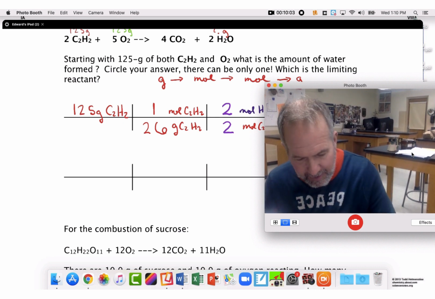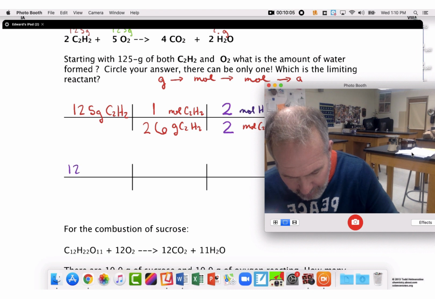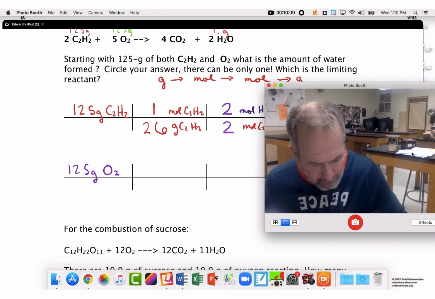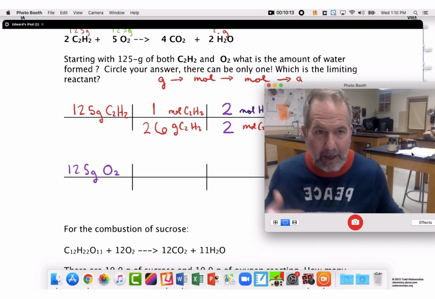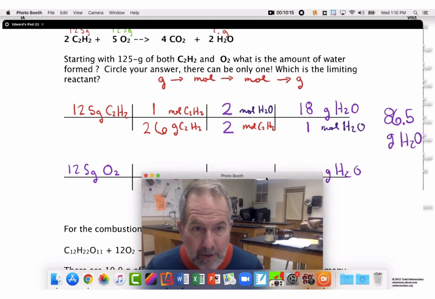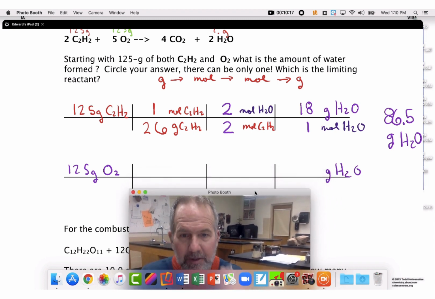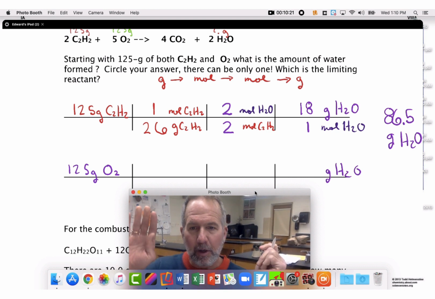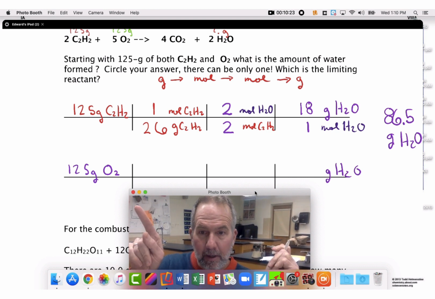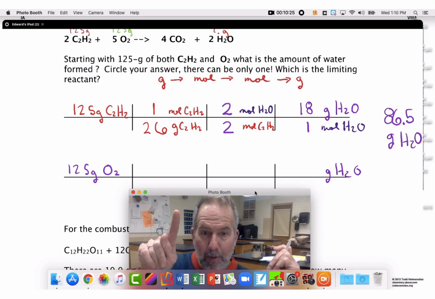All right, so let's start this out here. So we have 125 grams of O2. We're trying to find H2O. Again, I'm filling in the outsides first, right? So I'm filling in my outside spaces here. Well, I'll just go right there. So I'm filling in the outsides, and I'm going to work my way in. So it's going to be grams of O2, moles of O2.